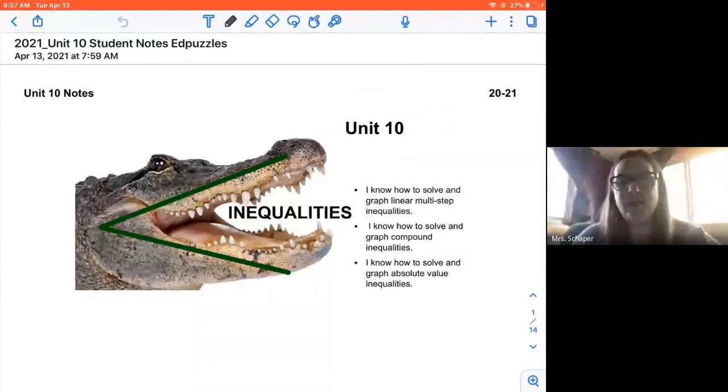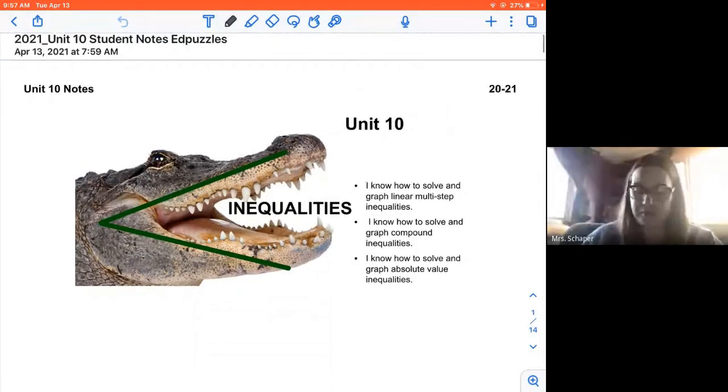This whole unit is going to be on inequalities. We're going to be utilizing our skills from solving equations to work through that process. So today we're actually going to talk about and review solving equations. So I'm going to go through some examples with you as we go through this.